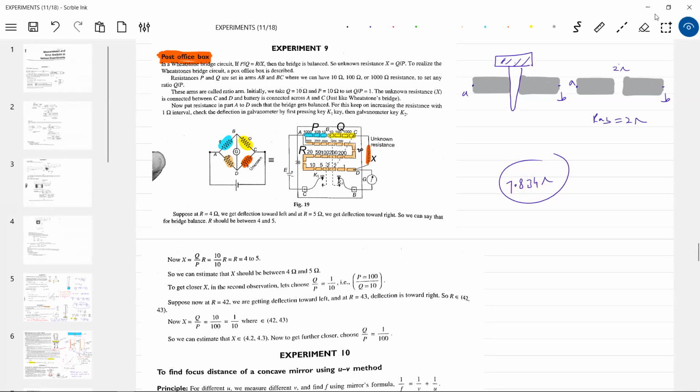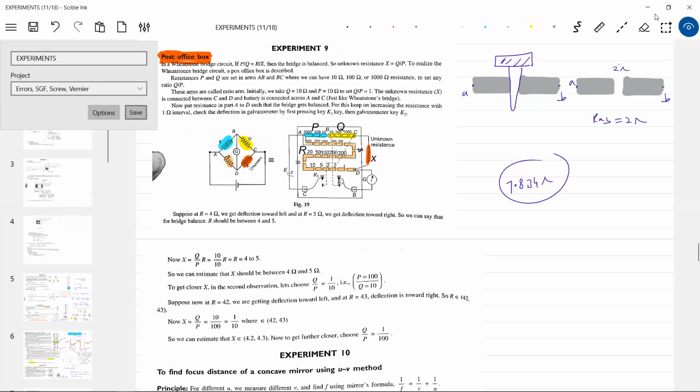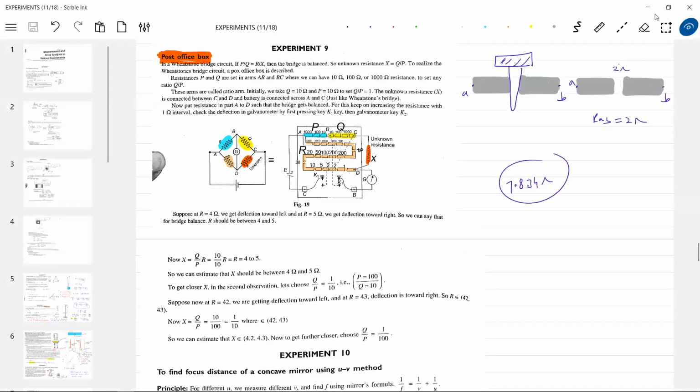So first, usually the ratio will be made 1:1. So here I'll plug 10 ohm, 10 ohm. Then according to this, x equals Q by P times R, so Q by P is 10 and 10. In the beginning, the first experiment, the first data is very troublesome. Once you get the first data, the other things you can manage.